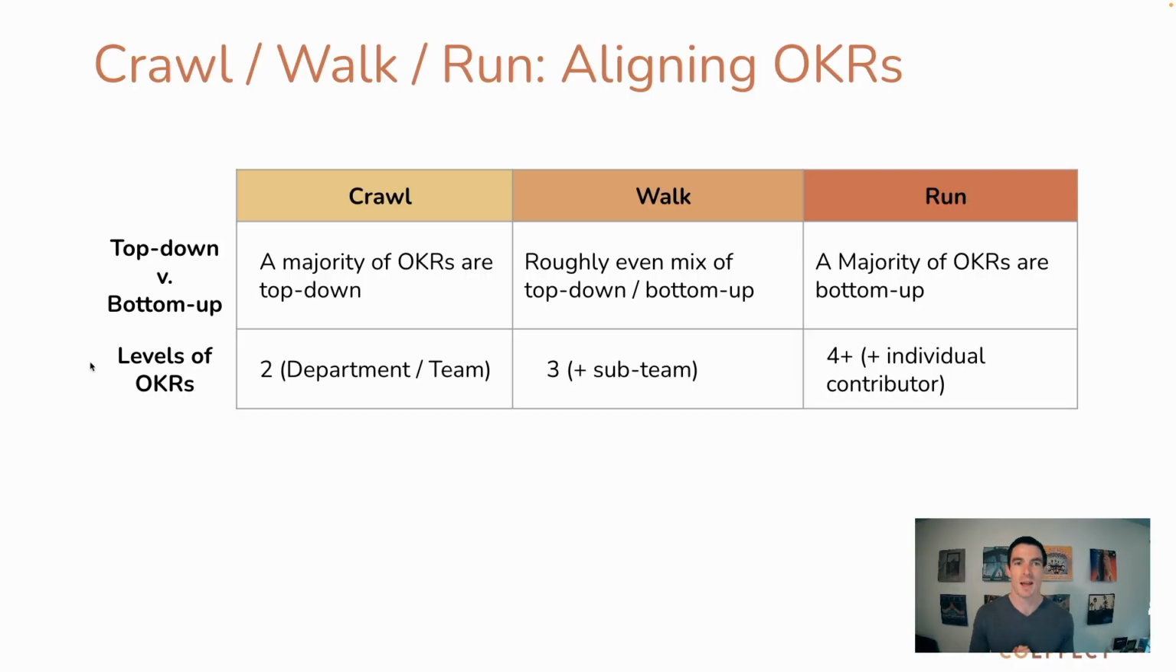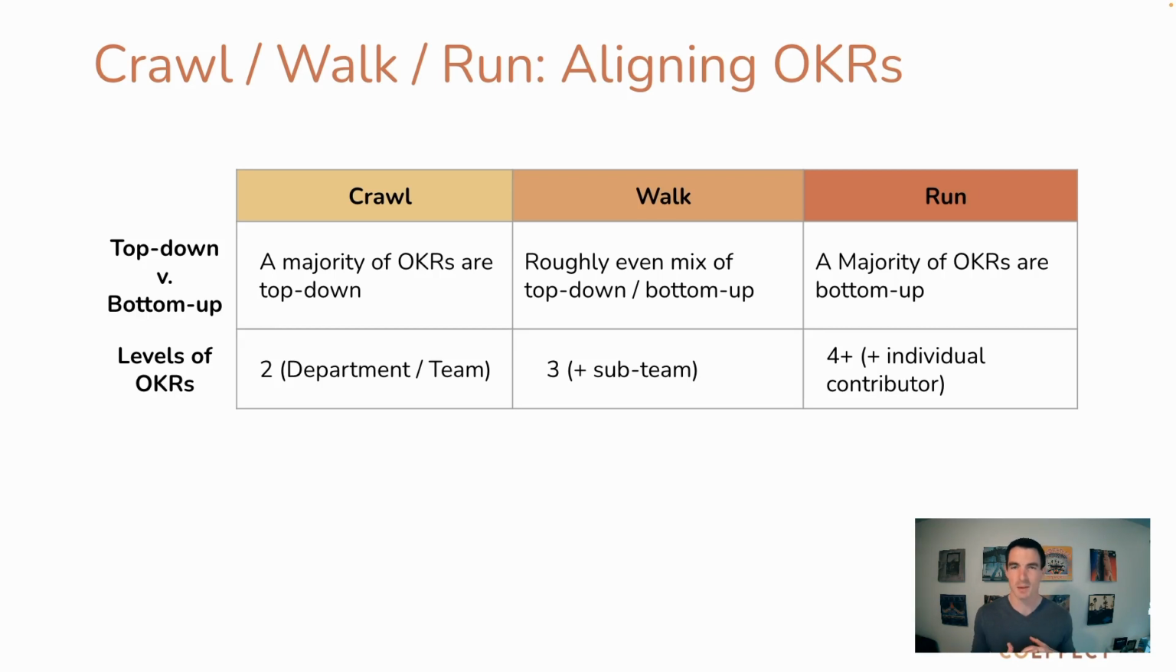So as we've done in the past, I wanted to share the sort of crawl, walk, run progression in terms of alignment. We talked about the top-down versus bottom-up OKRs. Typically, when you're starting, the majority of your OKRs are top-down. They're set from higher levels of the organization, and you define team and sub-team OKRs based on those higher level OKRs. As you get more and more advanced with this, you'll have more of a mix between top-down and bottom-up OKRs.